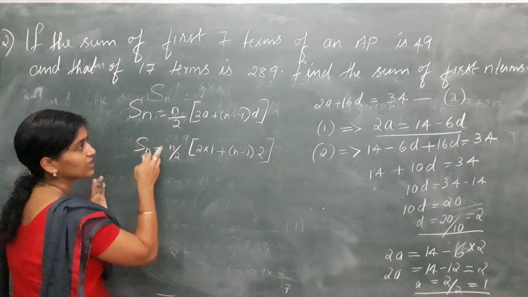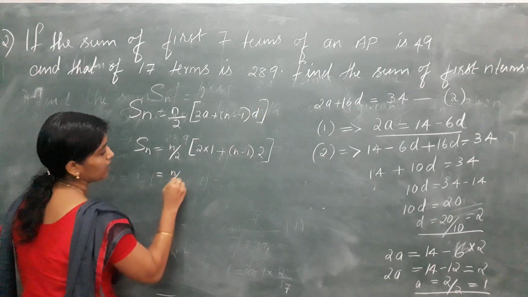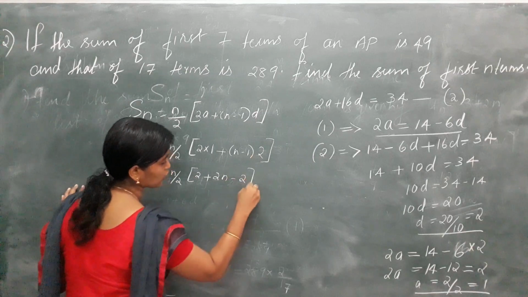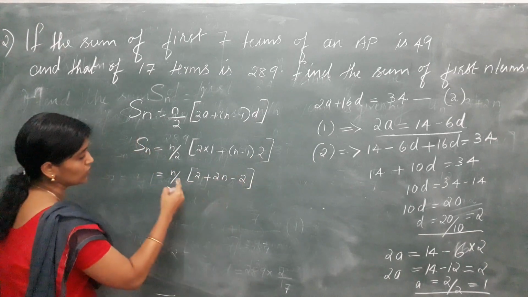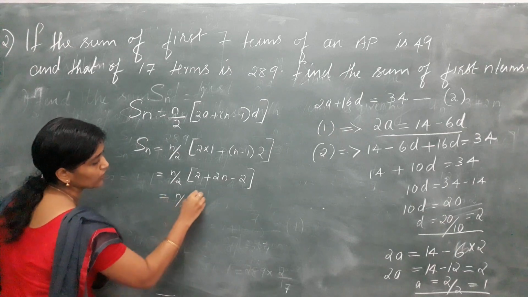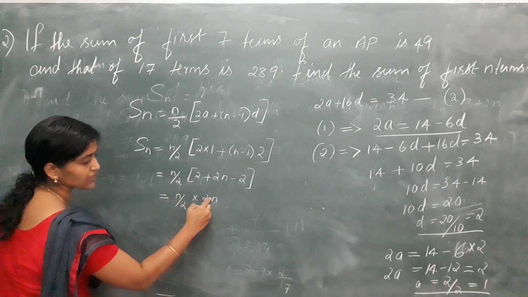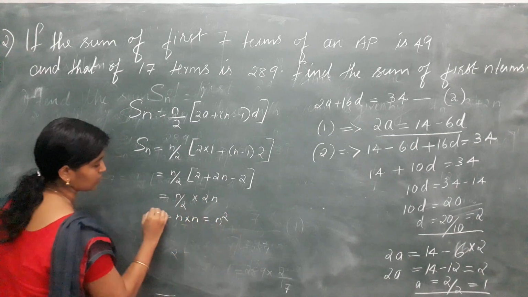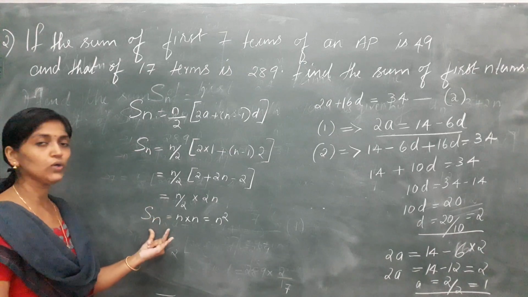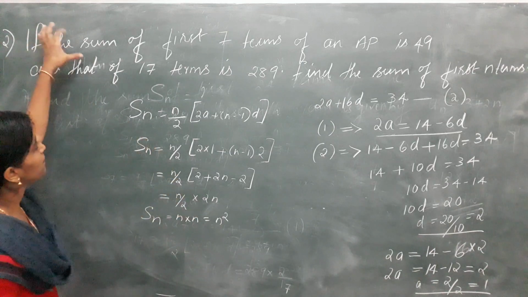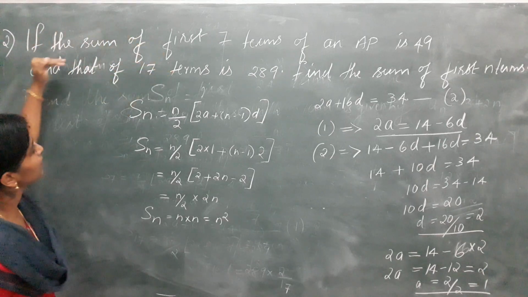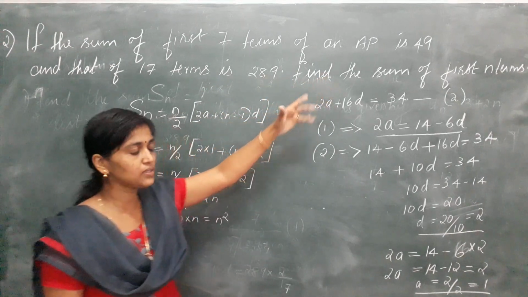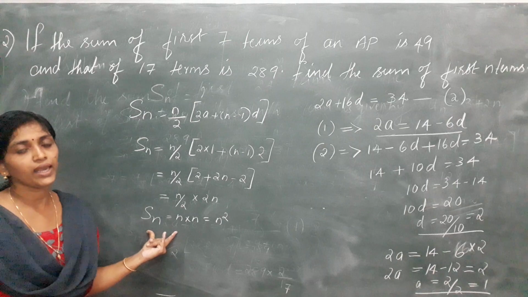So solving here we get the sum of first n terms. It is n by 2 into 2 plus 2n, removing the bracket, minus 2. 2 minus 2 is 0. So it reduces to n by 2 into 2n. Again we can cancel 2, 2. So we will get n into n, which is equal to n square. So we get here Sn is equal to n square, which means sum of first 7 terms is 49. Sum of first 17 terms is 289. We are asked to find the sum of first n terms. Sum of first n terms is equal to n square.